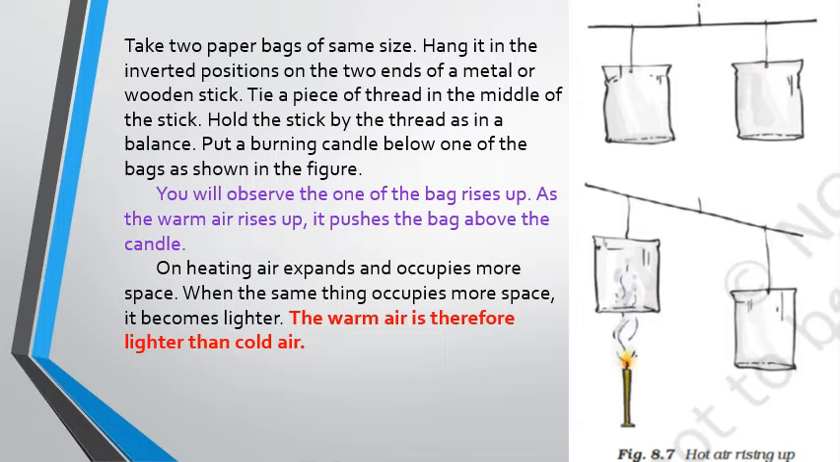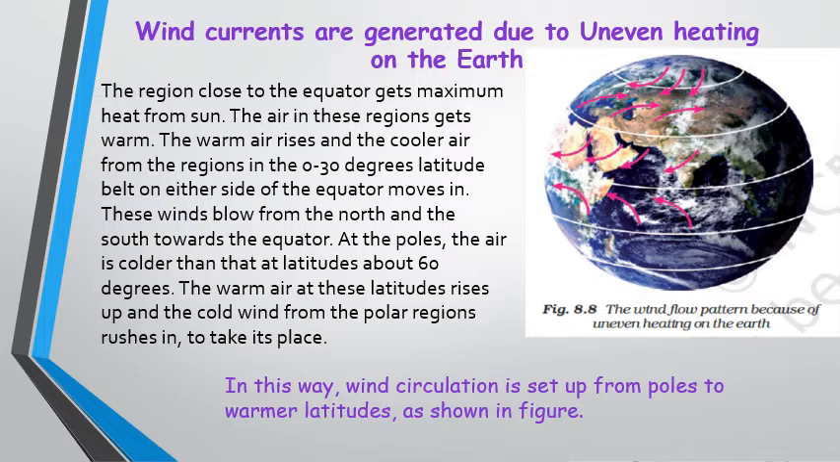So we can conclude that on heating, air expands and occupies more space. When the same thing occupies more space, it becomes lighter. So warm air is therefore lighter than the cold air. Moving air is called wind.